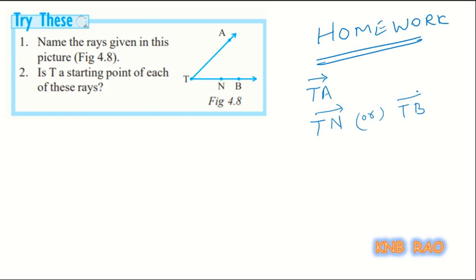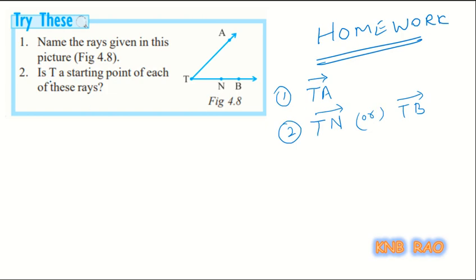See children, this ray TN can also be named as ray TB, because in the same direction I have one more point to name. Here the initial point is T only, but this ray TN can also be named as ray TB, because in the same direction of extension we have one more point B. So, this is another name. So, totally I have two rays, ray TA and ray TN or TB.